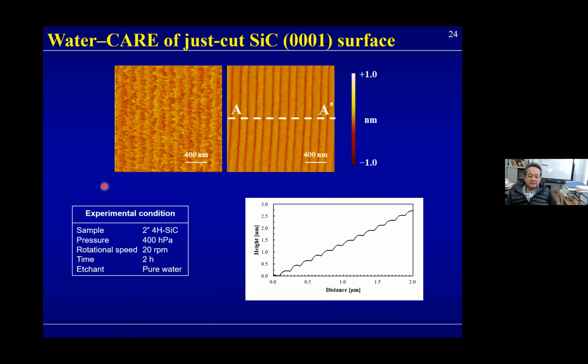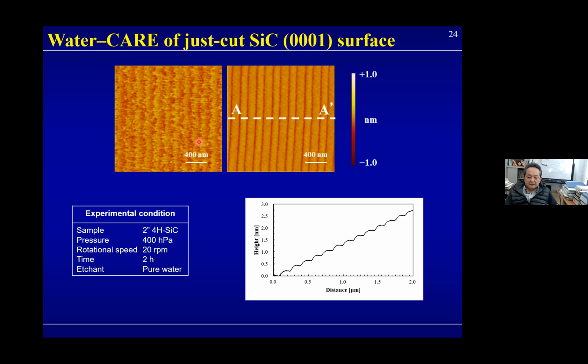Okay, so first of all, we checked by using an experimental method. This is a water CARE for the silicon carbide. As you can see here, this is a pre-machined surface, and this is a post-process surface. As you can see, this distorted surface becomes very beautiful. And along this A-A line, you can see here, a very beautiful step and terrace structure was observed. And the step height in this case was also 2.5 angstrom. It's a one bilayer distance of the silicon carbide structure. And this is a kind of perfect surface. So water CARE looks good.